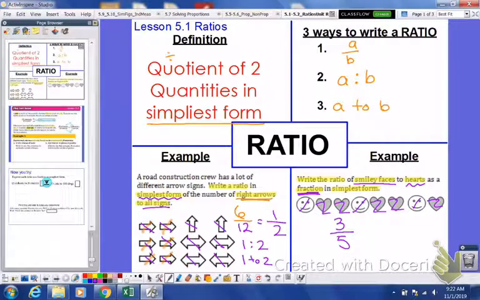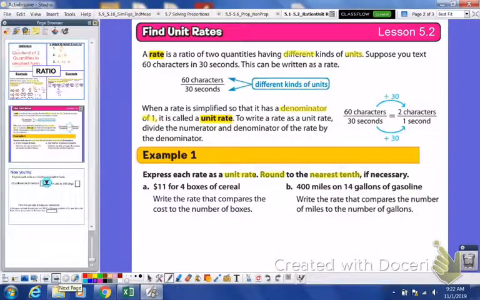Okay, so there's a little introduction to ratios from lesson 1. Lesson 2 then, we want to talk about finding unit rates. So a rate is a ratio of two quantities having different kinds of units. Suppose you text 60 characters in 30 seconds. This can be written as a rate. So we see we have our fraction here, 60 characters to 30 seconds.